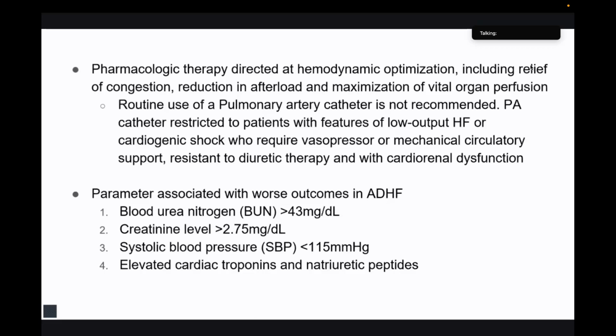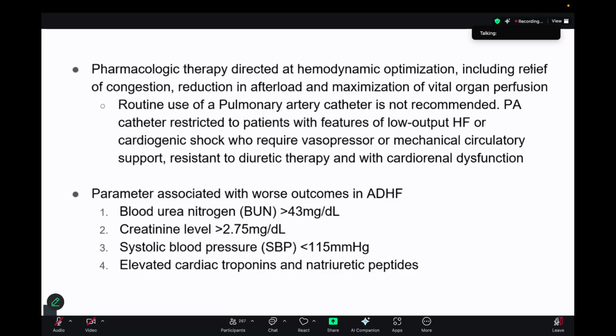Pharmacologic therapy in acute decompensated heart failure is directed at hemodynamic optimization, including the relief of the congestion, reduce the afterload, and maximize perfusion of vital organs. Basically, the routine use of a pulmonary artery catheter is not recommended. Putting in a PA catheter is restricted to patients with features of low output failure or in cardiogenic shock who require vasopressor or mechanical circulatory support, or if they are resistant to diuretic therapy and with cardiorenal dysfunction.